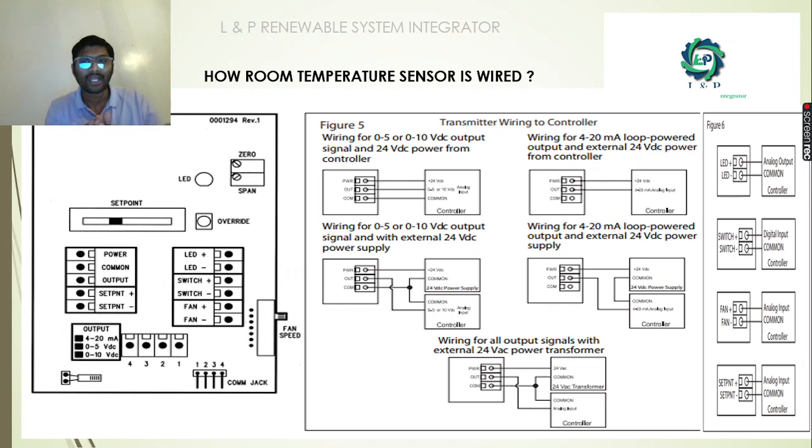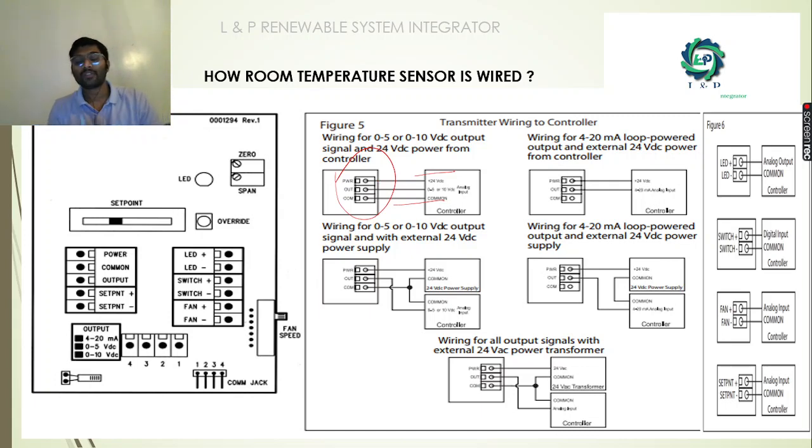When we look into the wirings of it, as you can see here, we have many different sorts of wirings. For example, if you are planning to do 0 to 10 volt, and you're going to provide a 24 volt DC power from your controller itself, then you can go with this sort of wiring. Power you can connect to the 24 volt, and common you can connect. Apart from it, you can connect your analog input to the output module.